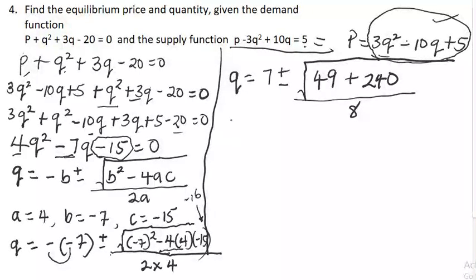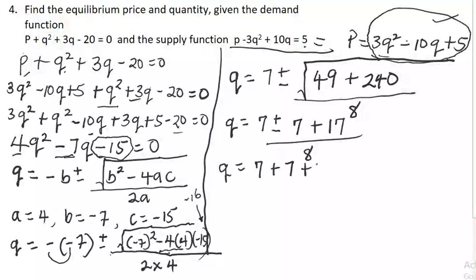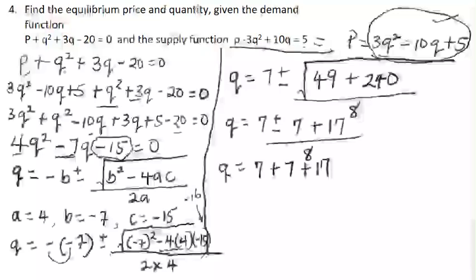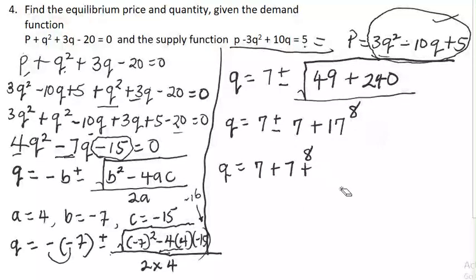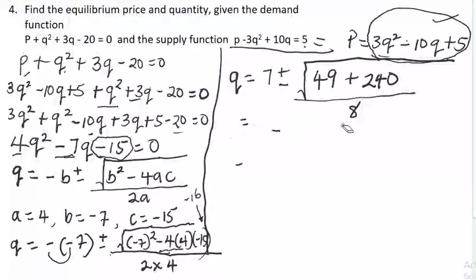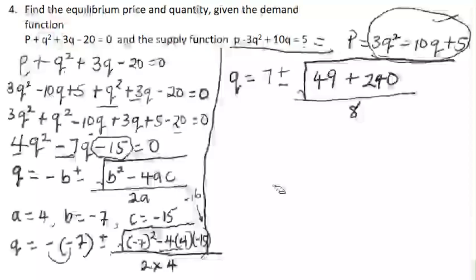So Q equals 7 plus or minus the square root of 49 plus the square root of 240 is 17. Okay, so you divide by 8. So you can break this into 2. Q equals 7, the positive sign, plus 17. Oh, sorry, I think there's a slight mistake here. So hold on. Let me take this part again. Sorry about that.